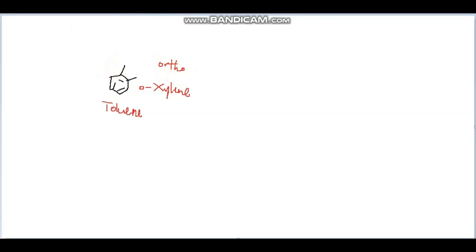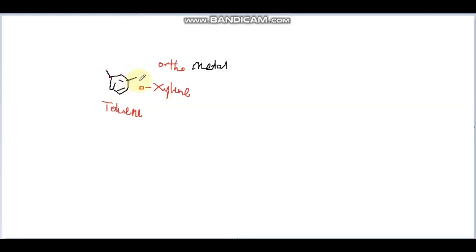Now if the second methyl group is on the 3rd carbon with respect to the first one, where they have just one carbon between them, it is called m-xylene, that is, meta-xylene. That is when we have the 2 methyl groups having 1 carbon between them.